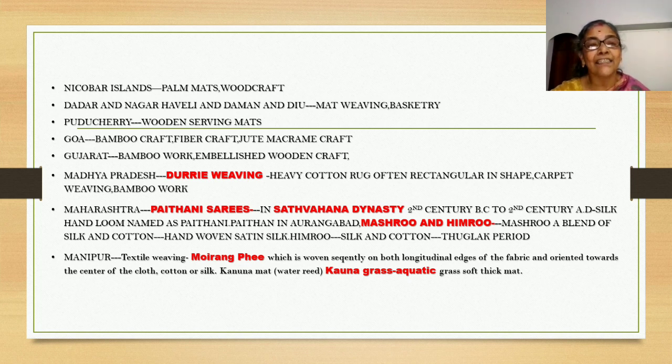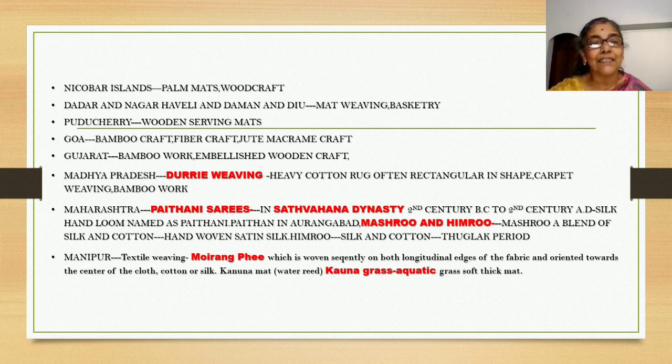Then Goa, it is a bamboo craft, fiber craft, jute macrame craft. So bamboo craft, cane work, then fiber craft I told you already, and here macrame craft, jute macrame craft. Macrame craft means the plant hangers are there. Plants can be hung with a plastic thread or a thicker cotton thread. So here instead of that, jute is used. So that is a fiber. The jute is a fiber, so that is how the craft is related to vegetation. Then Gujarat, it is a bamboo work and embellished wooden craft is made.